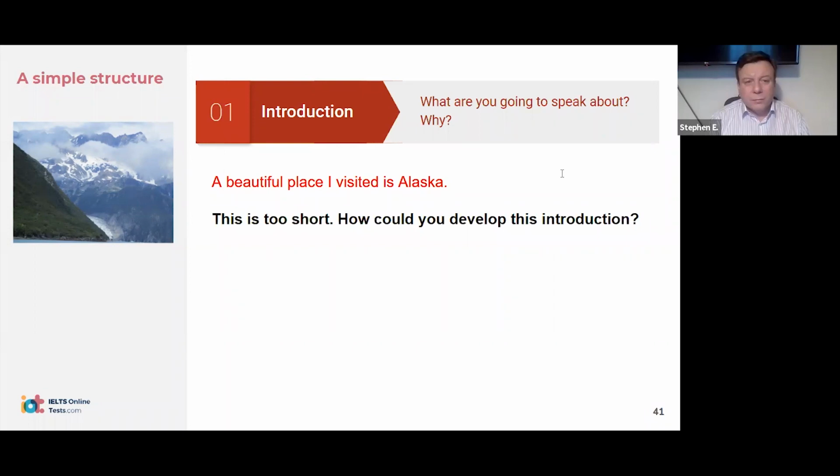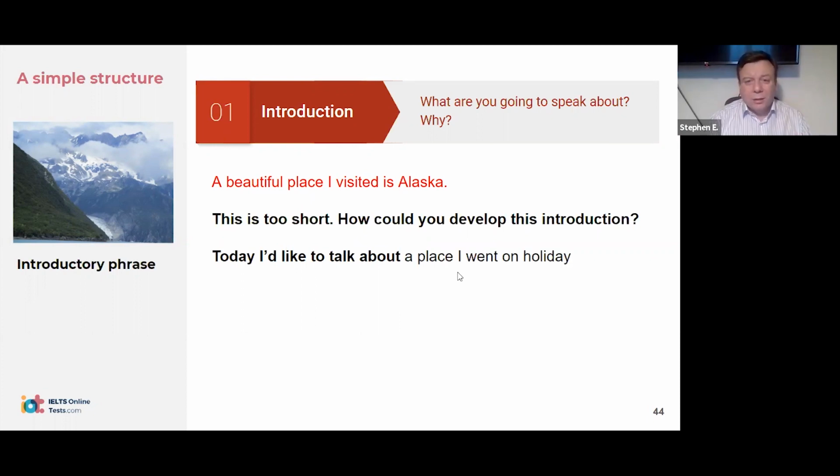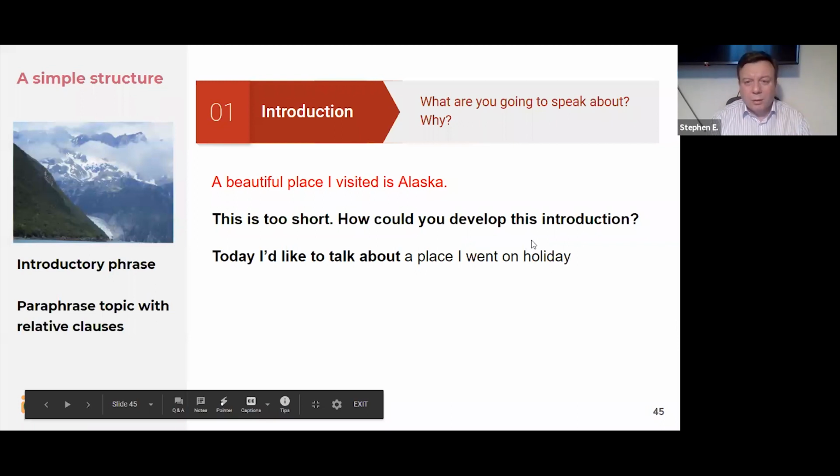Okay, good. Okay, let's have a look. So we'll use an introductory phrase. So today I'd like to talk about, or the place I'd like to talk about is the place I went on holiday. So you can paraphrase the topic and use some relative clauses.